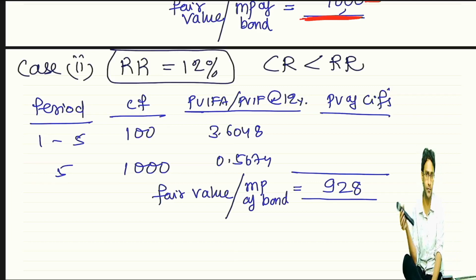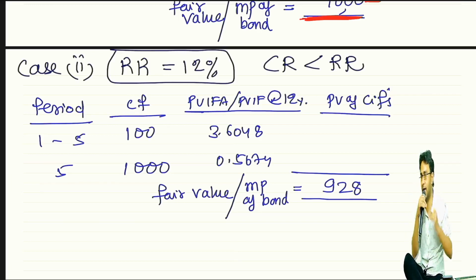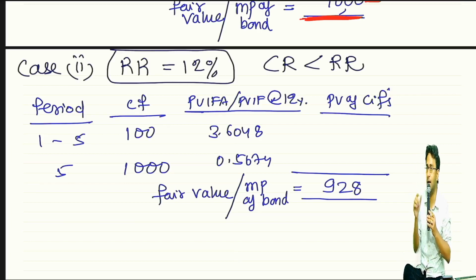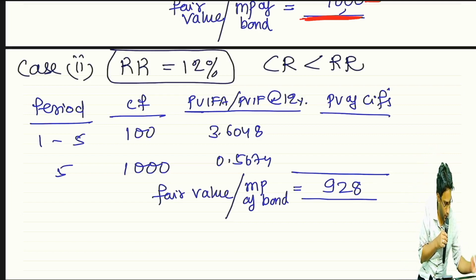Tell me, will you buy the bond or not? Is the bond underpriced or correctly priced? The bond is perfectly priced, because fair value and market price are both the same. But the price is lower than the par value. What is the par value of the bond? 1000. The bond's market price is 928. That means the bond is trading at a discount to the par value.